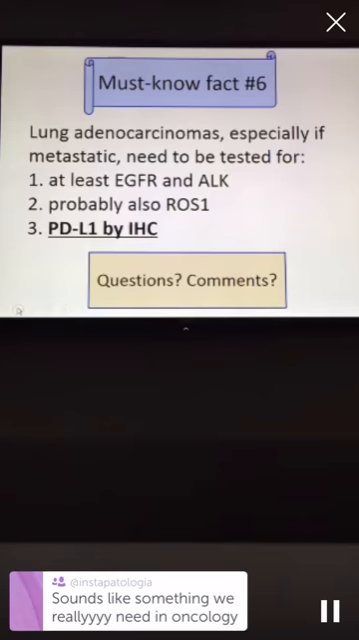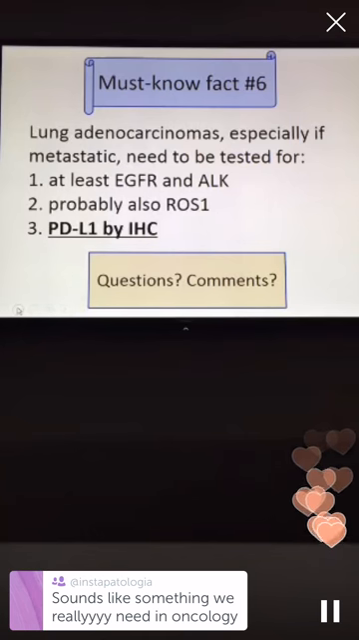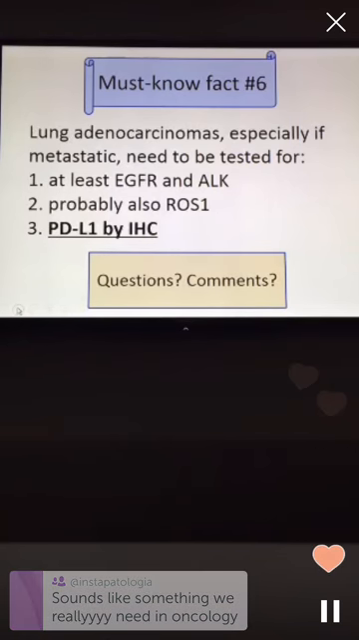That's great. Yeah, that's a great discussion. I actually agree with all of that. A similar thing happened with EGFR and ALK when we were deciding what to test and whom to test. All of those are great points.